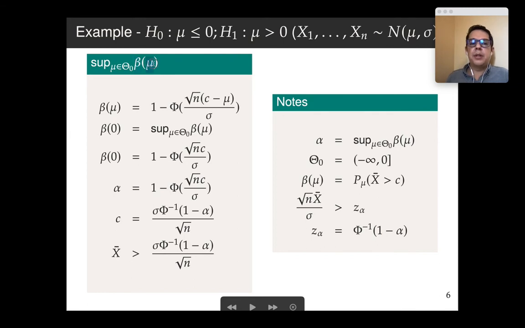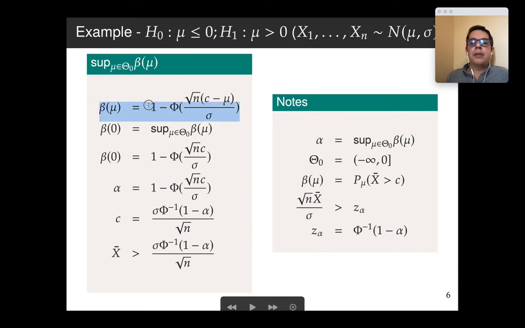I substitute a value that goes from minus infinity to 0, including the 0, and I'm going to take the maximum. So I'm looking for the maximum value of this. Remember that this is a probability. So I'm looking for the maximum value over all the points that I know belong to the null hypothesis.